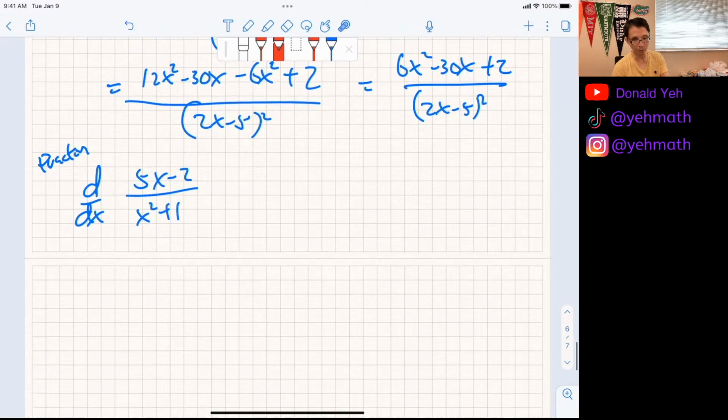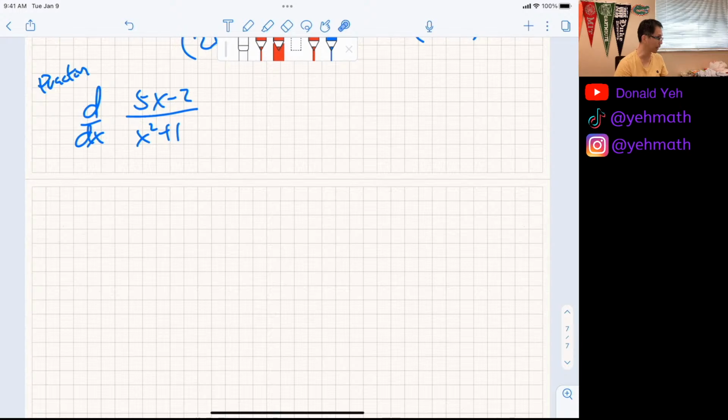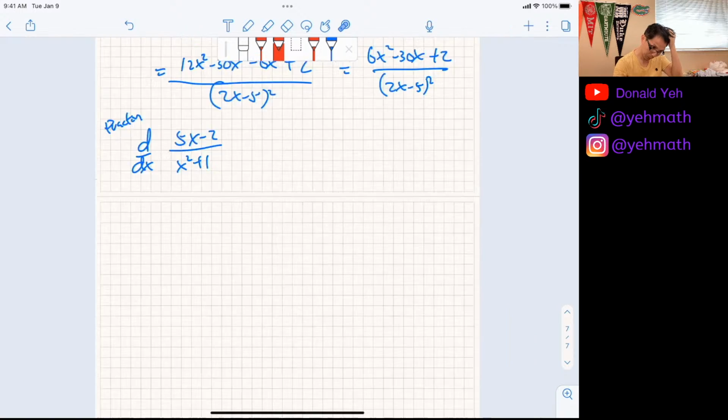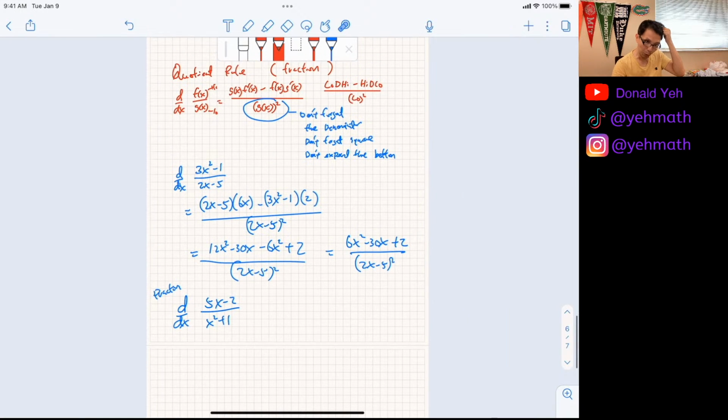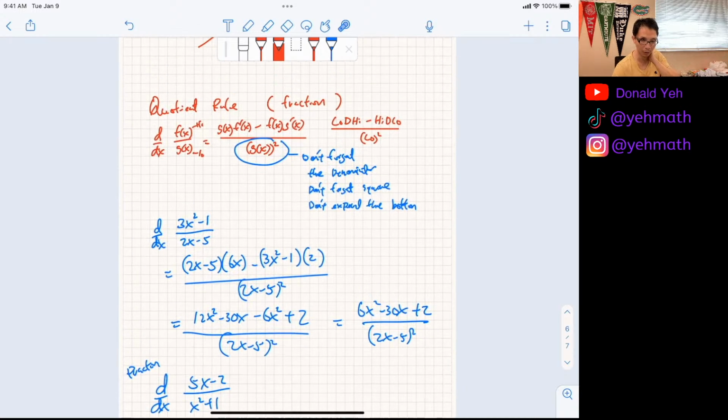So let's see if you do the quotient rule correctly. This is a practice: 5x minus 2 over x squared plus 1. If you have a problem, remember: low d high minus high d low over low low.